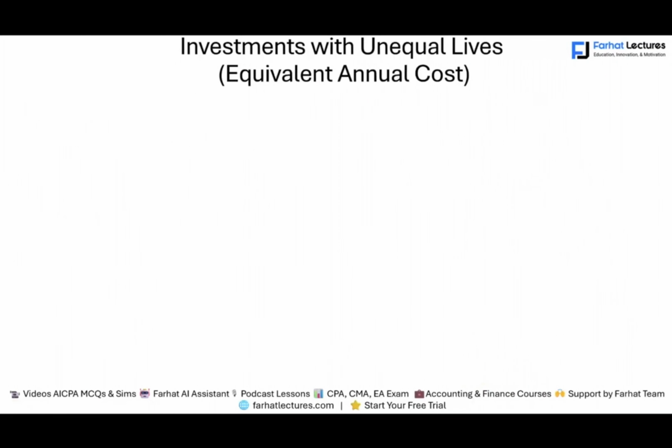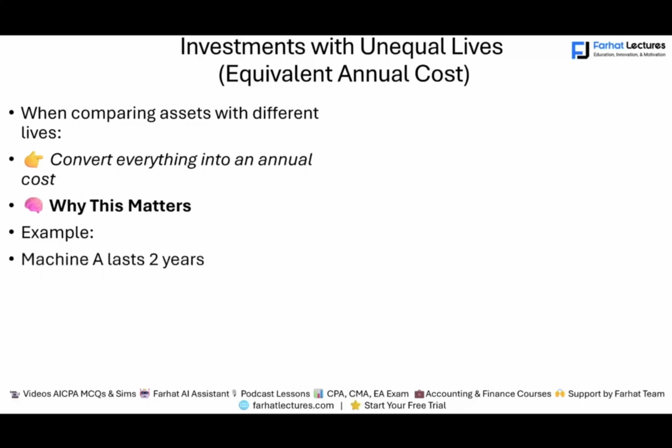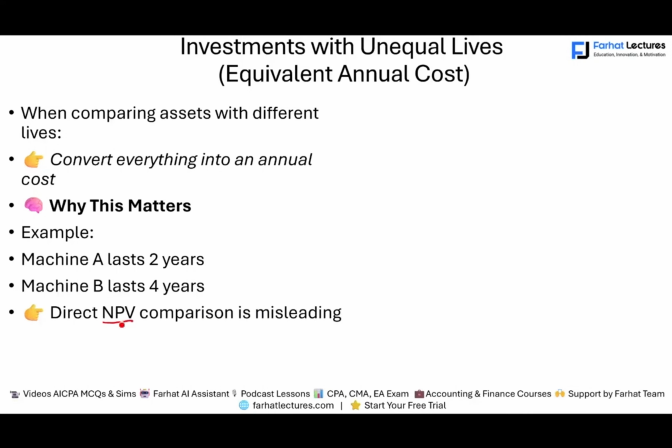The third use is to evaluate investments with unequal life, comparing assets with different lives. What we have to do here is convert everything into an annual cost. Why? Because we have to compare apples to apples. A machine that lasts 2 years is different than a machine that lasts 4 years. If machine A lasts 2 years and machine B lasts 4 years, we cannot use NPV directly because it's misleading. So the solution is to find something we call the equivalent annual cost, EAC.